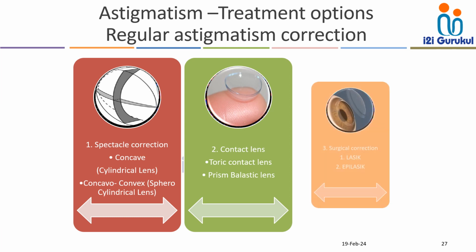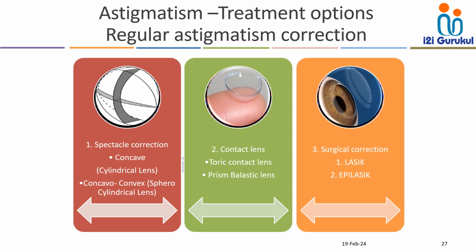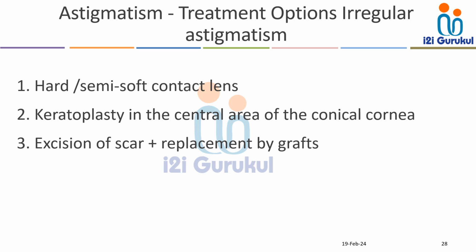The third one is the surgical correction, where we can use LASIK and epi-LASIK techniques to correct regular astigmatism. Now coming to the treatment options for irregular astigmatism, we have hard and semi-soft contact lenses to correct the irregular astigmatism, and the second option is keratoplasty when the central cornea is conical, and the third option is excision of scar or replacement by the graft.